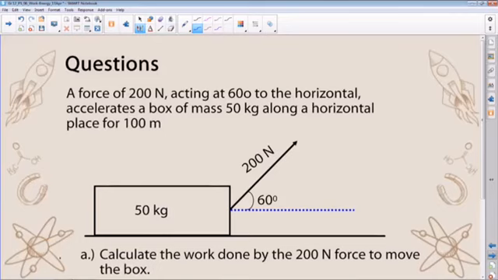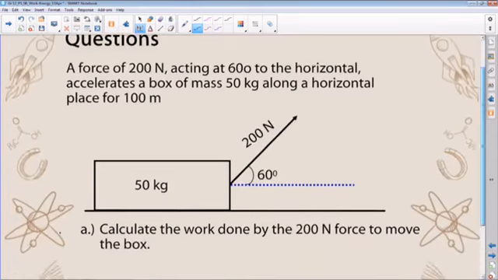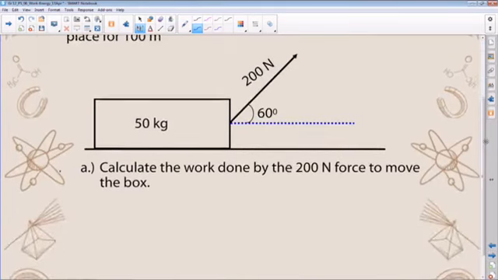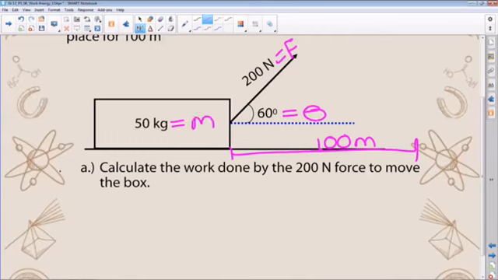So we have a 200 Newton force acting at 60 degrees, and we know, and I'll write it into the diagram, that the box moves 100 meters. Okay, so that's quite important. Now they say to us, calculate the work done by the force. Well, I know F, it's the 200 Newton force. I know theta. I have a mass, but for work at this point, the mass isn't important. And of course, the 100 meters is delta x.